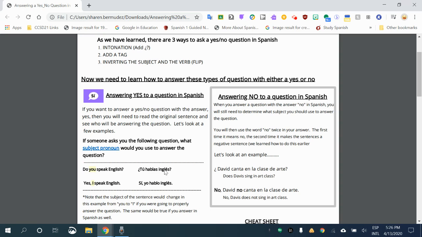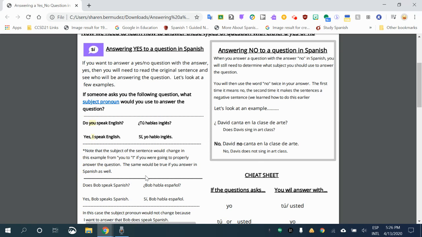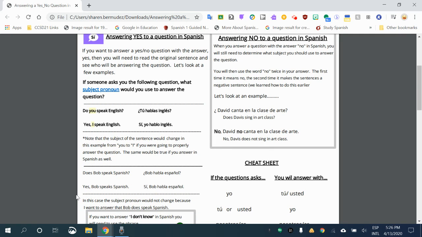¿Tú hablas inglés? Sí, yo hablo inglés. So here, do you speak English? Yes, I speak English. Same exact format. Sometimes the subject of the sentence isn't going to change. Let's look at this next example. Does Bob speak Spanish? Yes, Bob speaks Spanish. So in Spanish, you'd say, ¿Bob habla español? Sí, Bob habla español.